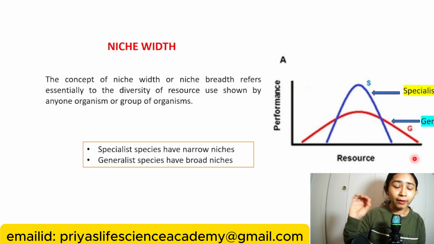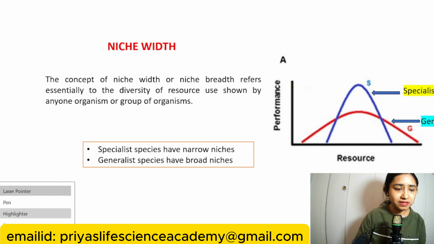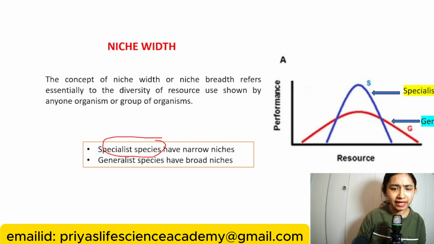So the point to be noted here, you have to remember that specialist species have very narrow niches, but the generalist species have broad niches. From here you can see the generalist species have broad niches, but the specialist species have very narrow niches.